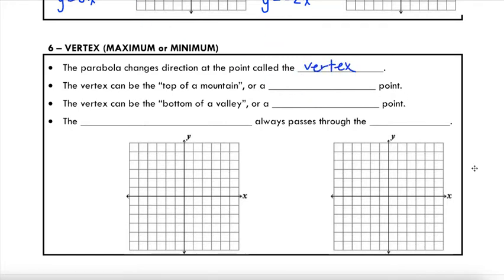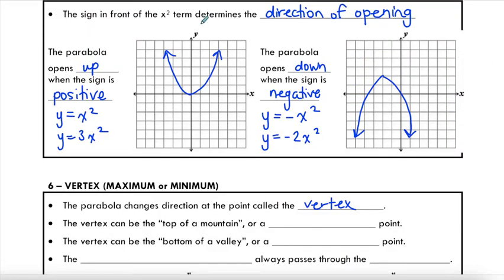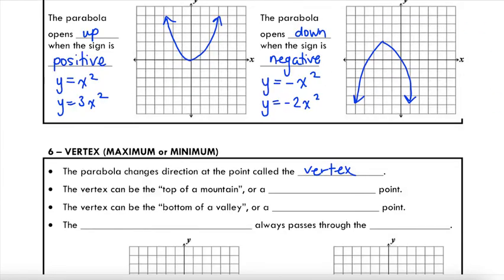So if we were to look at these two parabolas right here, if I'm looking from left to right, it starts to go down until it reaches this bottom point, and then it goes back up again. For this one, it goes up until it reaches a certain point, and then it goes back down again. So where it changes direction is called the vertex. That point right in the middle, where it crosses through the axis of symmetry, is where the vertex is.